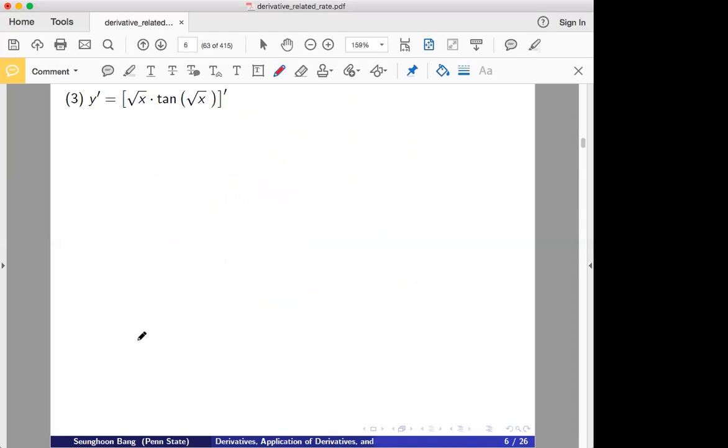So like this. Third one. So what kind of rule do you want to use for solving the derivative of root x times tangent of root x? Which rule is the first? Yes, exactly. Product rule. After that, you can just change. So what's the product rule? The first function prime, here the square root of x prime, times the second one, tangent of root x, plus the first one times the second one, tangent of root x prime.